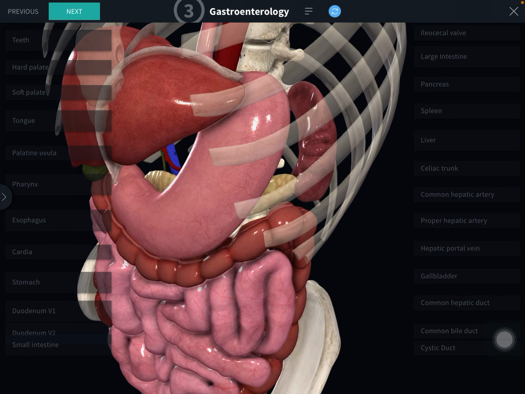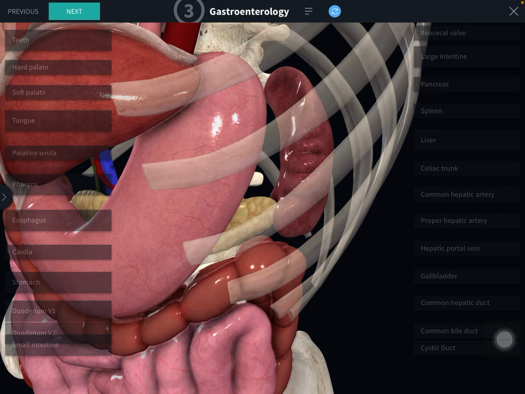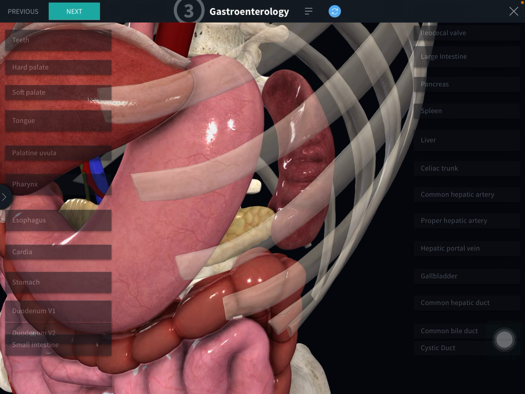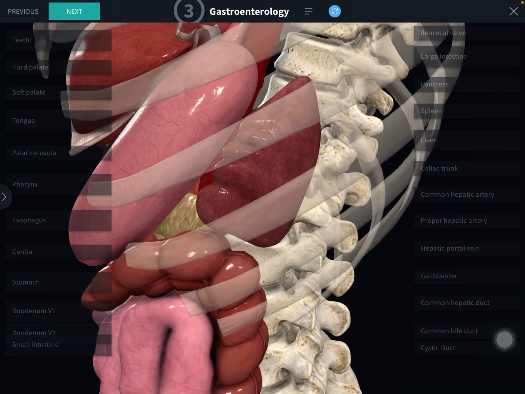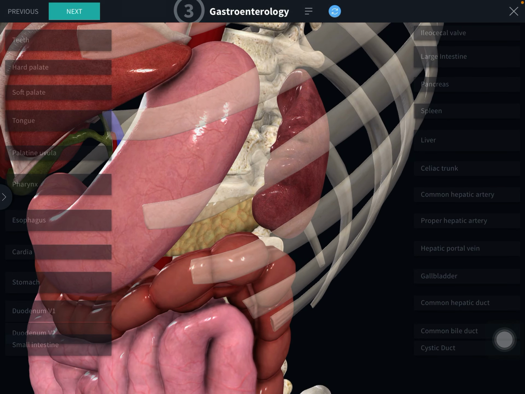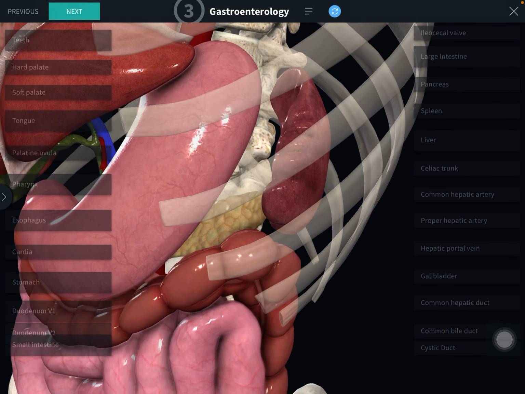Length, if you see, 12 centimeter. Breadth, this is the breadth, 7 centimeter. Thickness, 3 centimeter. Weight, 150 gram.